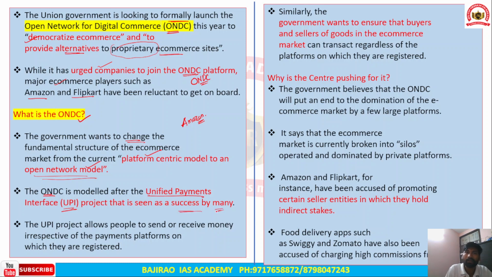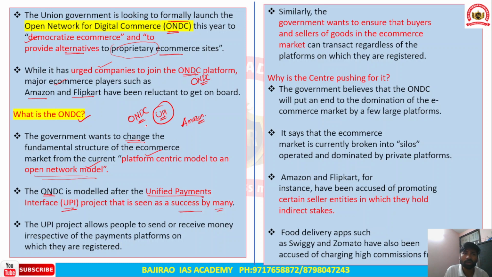Now we know how UPI works. For example, if you have a wallet like PhonePe or Paytm, and if you have opened bank accounts in different banks, you can have a single UPI account and easily transact between these banks. You just have a single UPI account, and that can be used in various wallets and to integrate the different bank accounts you have in different banks. The Open Network for Digital Commerce will also work along the same lines as UPI. It will democratize and provide alternatives to proprietary e-commerce sites.